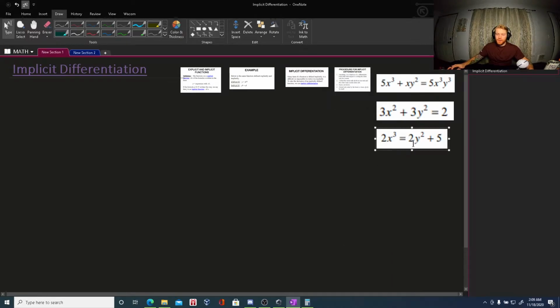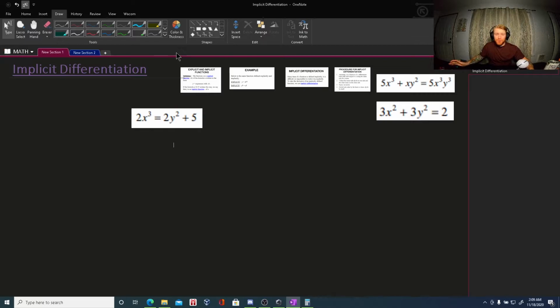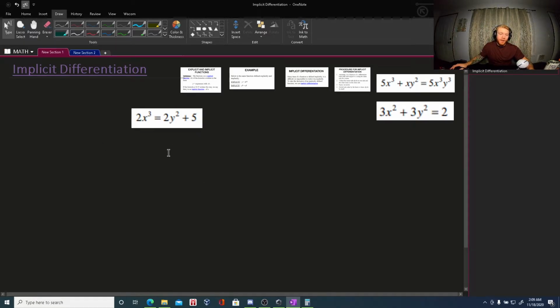So, jumping right into it, let's go ahead and tackle this one. We have 2x cubed equals 2y squared plus 5. Do know that I'm running into these for the first time. I just pulled these off of the web. I do have answers that I'll pull up after I do each one, to make sure we're right. But I didn't do these before. I'm just jumping into it. So without further ado, here we go.